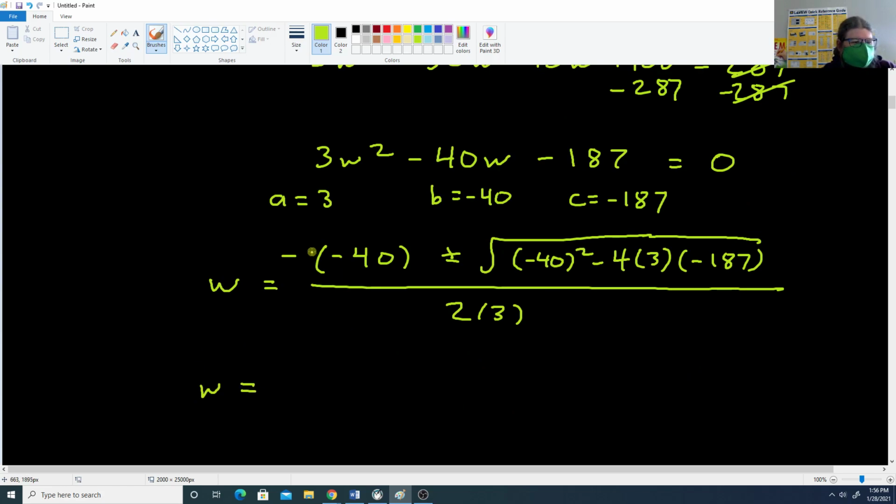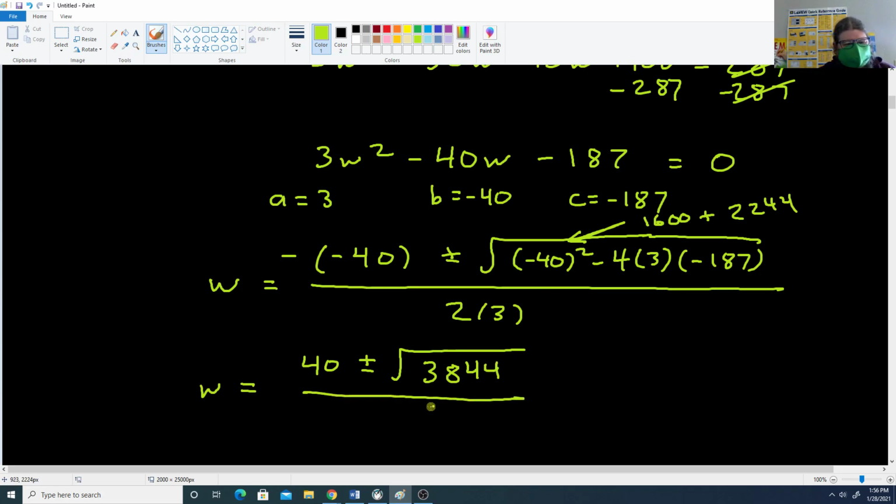So our width will be minus a negative 40, which is positive 40, plus or minus the square root of something. Let's see what's going to be under that square root. Negative 40 squared will be 1600 plus, because minus a negative is positive, 12 times 187 is 2244. So if we get that plus 1600, we get 3844. And that's all over 6.